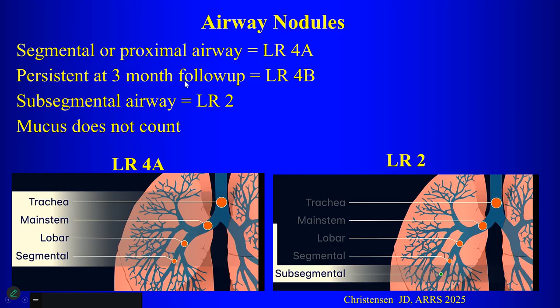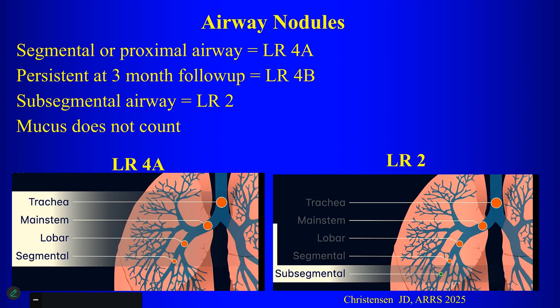Airway nodules. If the nodule is in a segmental or proximal airway, 4A. If it is in a subsegmental airway, way down there, Lung-RADS 2. Okay? So for 4A, they're going to get a 3-month follow-up. If it's persistent at 3-month follow-up, now it's a 4B. Which means you were probably going to recommend what? At that point.